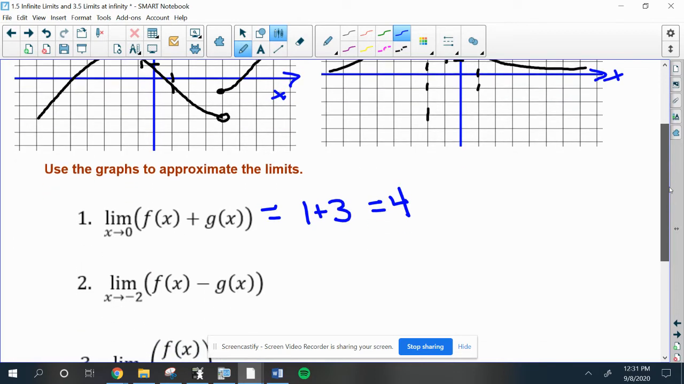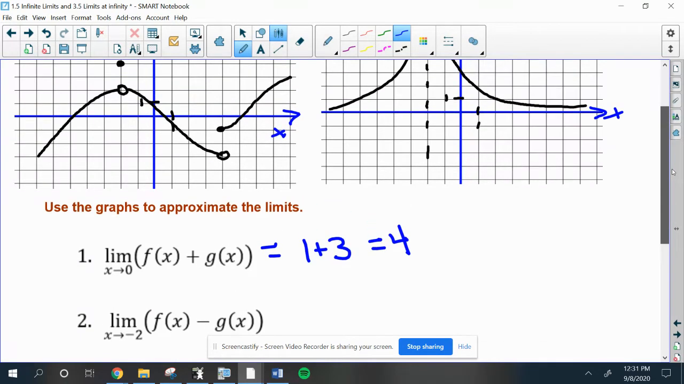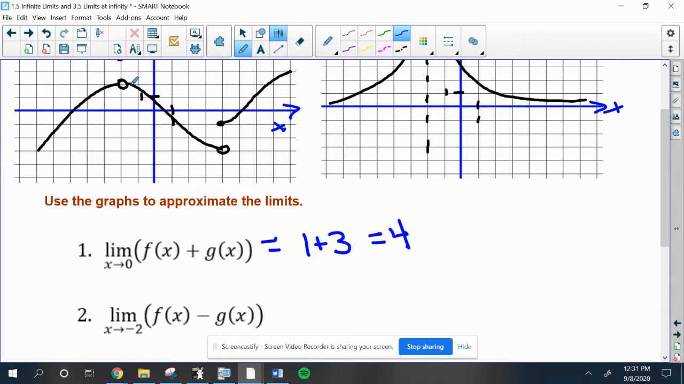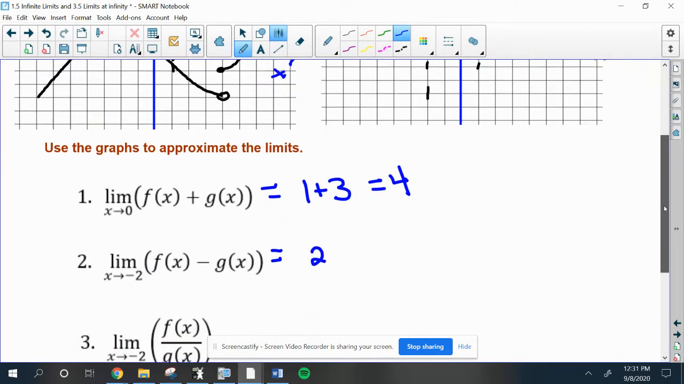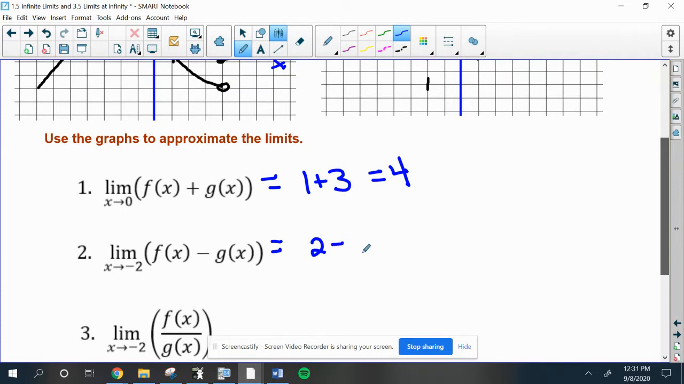Next question is the limit as x approaches -2. So again, look at these separately. When you approach -2 for f, we're at 2. When you approach -2 for g, you're at infinity. So we really have 2 minus infinity, and that's going to turn out to be -infinity.